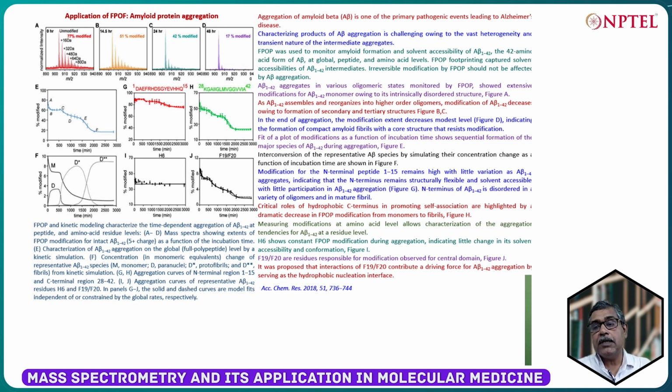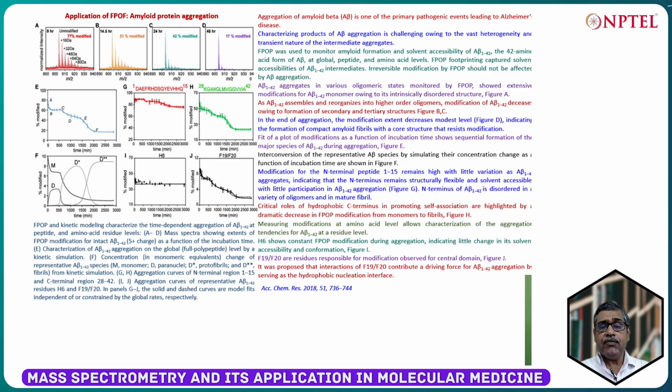Irreversible modification by FPOP should not be affected by amyloid beta aggregation. This is important. Whatever modification is happening with FPOP is irreversible, but that irreversible modification should not affect the amyloid beta aggregation, the biological process which we are actually studying. So, this is a bit tricky in the case of FPOP, which wasn't there in the case of HDX-MS.